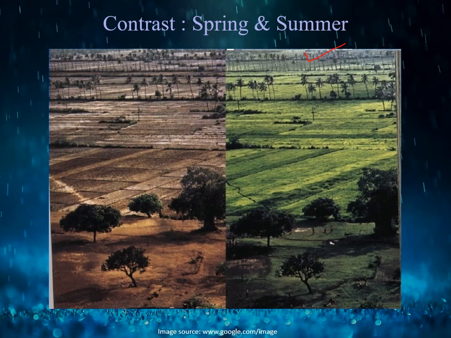In contrast, during winter, during the time of spring, because of the northeast monsoonal wind, and as it is coming from the landmass, the wind is basically dry, so there is no precipitation, and you can see the entire land surface looks brownish, looks very dry, almost no greenery exists.